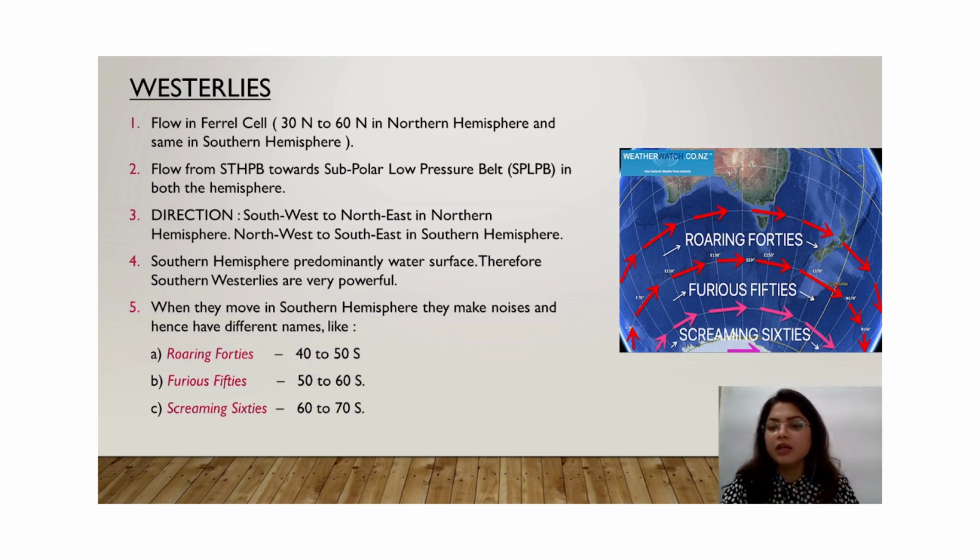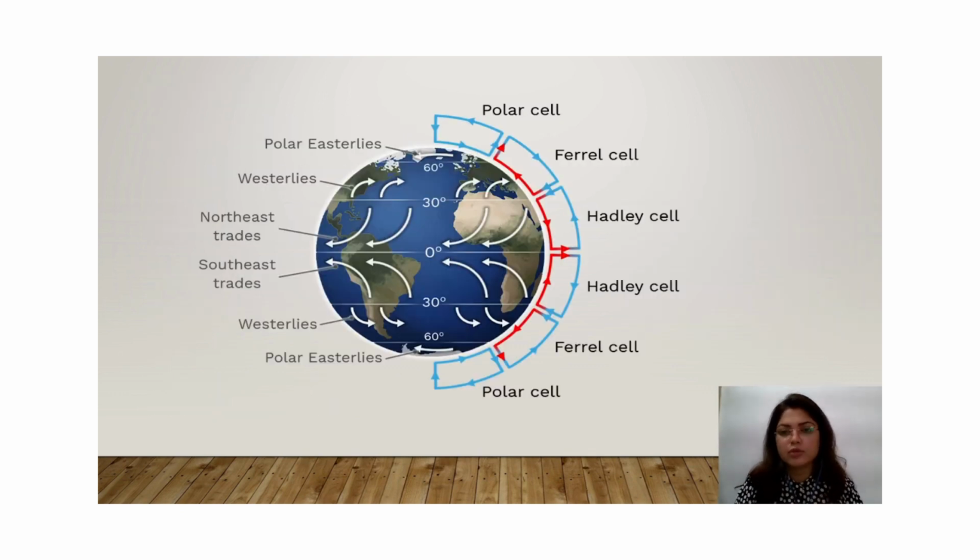Okay, and here I have shown you one more diagram: we have the Hadley cell, and second one is our Ferrel cell, both in the northern hemisphere as well as in the southern hemisphere. I'll be explaining each and everything about the northern hemisphere. You can easily correlate it with the southern hemisphere also. So the Ferrel cell is found between the latitudes of 30° north to 60° north.